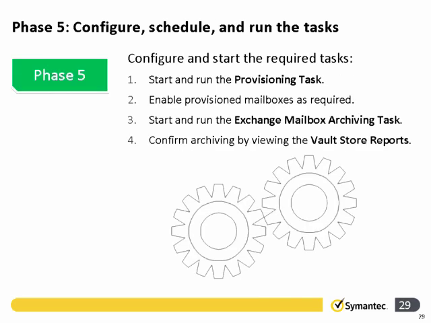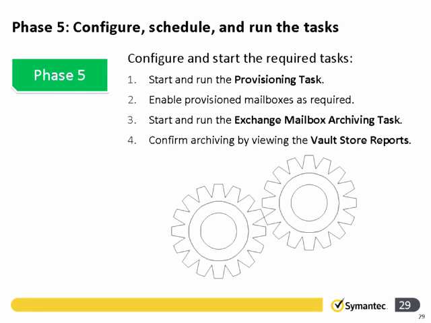In Phase 5, we're going to go through and configure and start all the required tasks, which include starting and running the provisioning task. Once we've run the provisioning task, we will then be able to enable the mailboxes that are required for archiving. We will then go through and start and run the Exchange mailbox archiving task, either manually or automatically, and then we can confirm that everything is in fact working by using Vault Store reports.